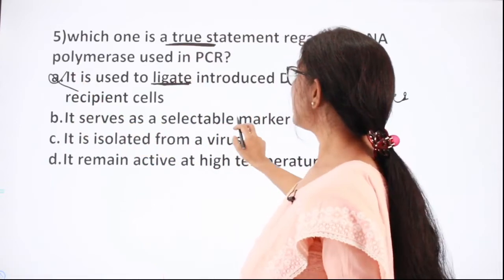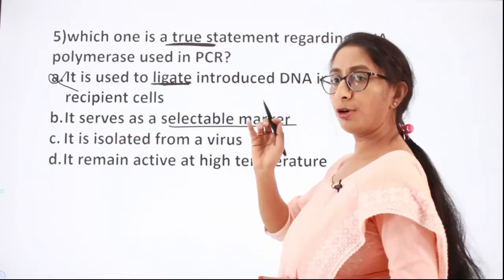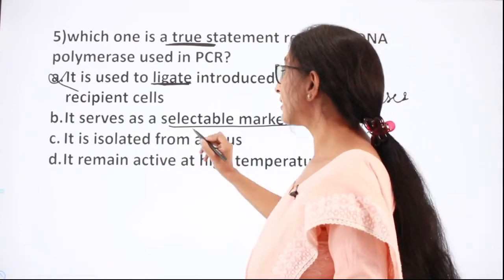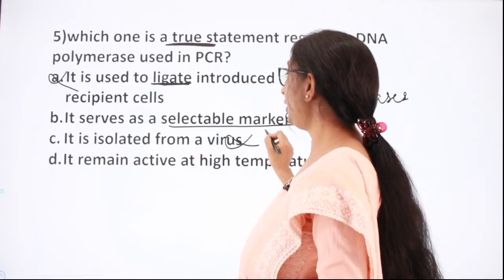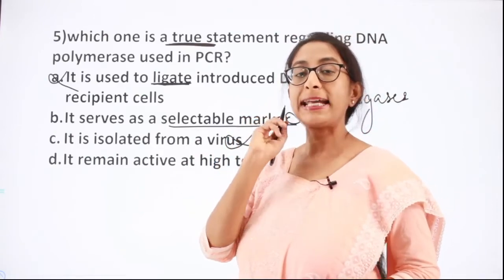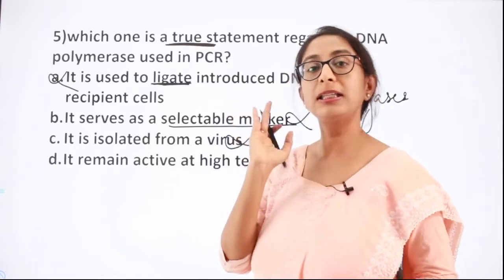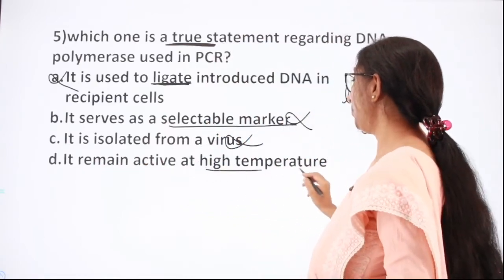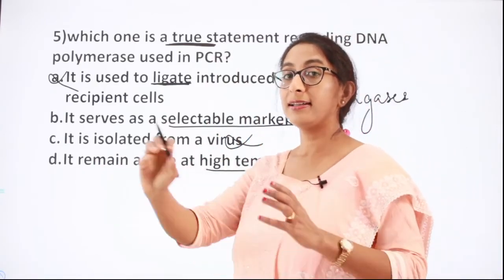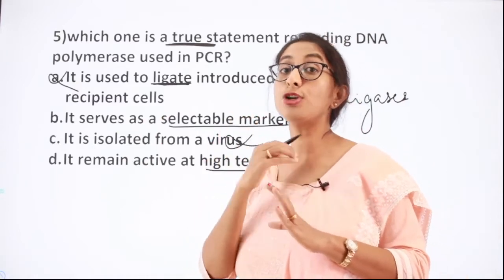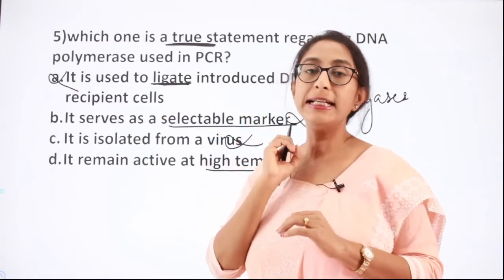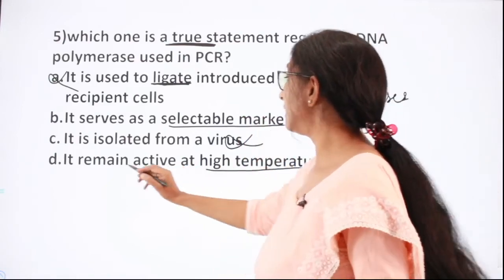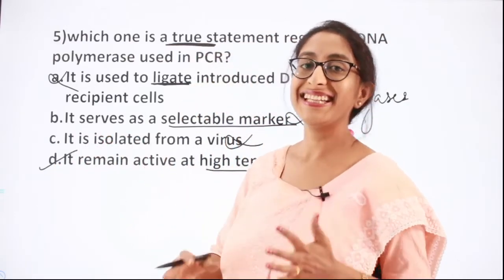Next, it serves as a selectable marker. No, DNA polymerase does not have any function as a marker. So that is also not the right option. It is isolated from the virus. No, I already told you the Taq DNA polymerase is isolated from the bacterium Thermus aquaticus. So next option is it remains active at a very high temperature. Yes, I told you already. Thermus aquaticus is a bacterium which lives in hot springs, and from this only we are extracting the Taq DNA polymerase enzyme. So it is active at very high temperatures, isn't it? So this is the right answer. Option D is the right answer.